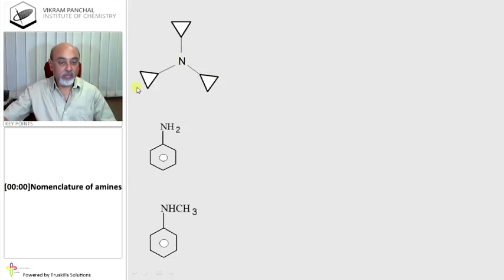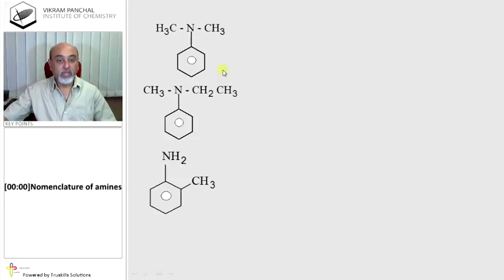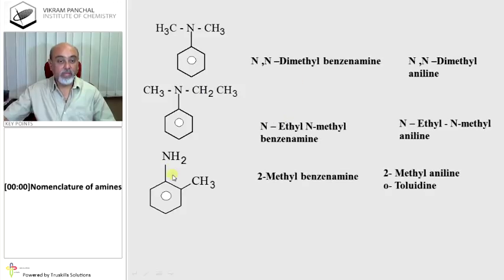Three cyclic groups attached to nitrogen. So it is N,N-dicyclopropyl cyclopropanamine. This is benzenamine or aniline. N-methyl benzenamine or N-methyl aniline. Here N,N-dimethyl benzenamine or N,N-dimethyl aniline. This is N-ethyl N-methyl benzenamine or N-ethyl N-methyl aniline.